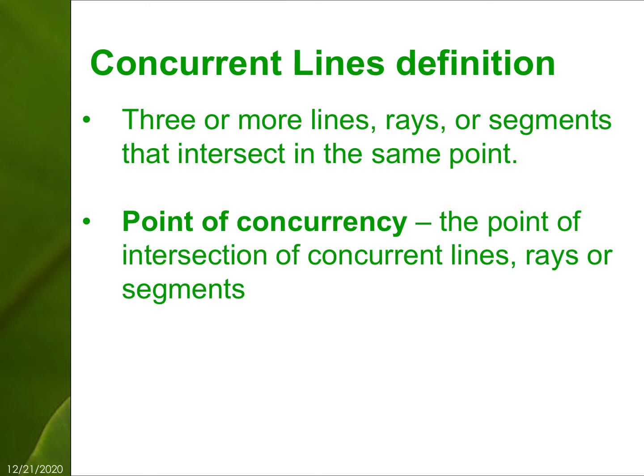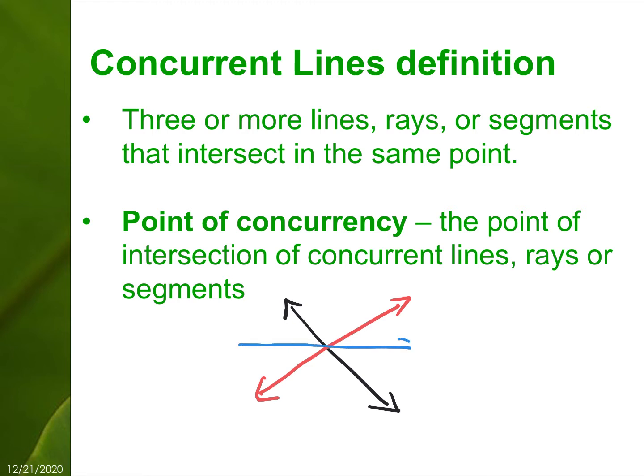So we're first going to define what concurrent lines mean. Now, it could also be three concurrent rays or three concurrent segments. Whenever they're talking about concurrent lines, what they're referring to are three or more lines that are all going to intersect at the same point. So if I draw three lines here, actually I'll draw four. It has to be at least three. They're all going to intersect or cross at the same point.